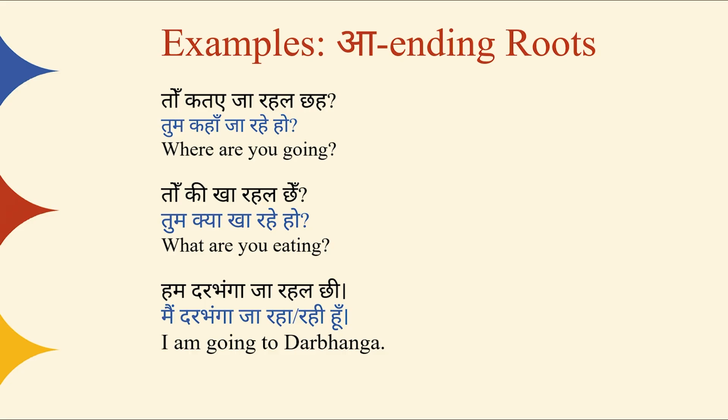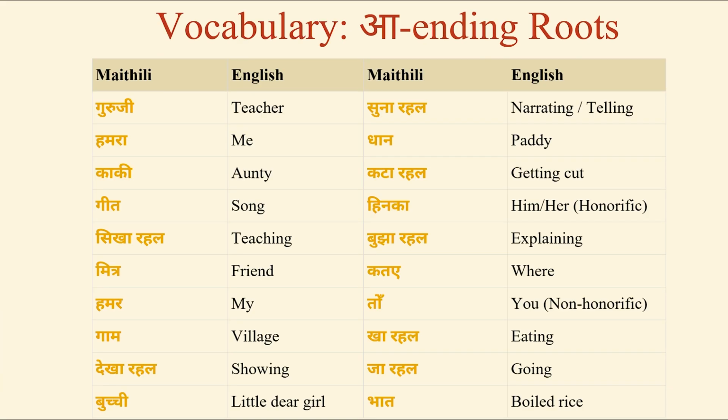Let's take a look at a few more examples so that things become clear. तो कते जा रहल छै. Again, notice all these verb forms, they are not changing. तो कते जा रहल छै, where are you going? तो की खा रहल छै, what are you eating? तो again is a non-honorific pronoun. हम दरभंगा जा रहल छी, I am going to Darbhanga.